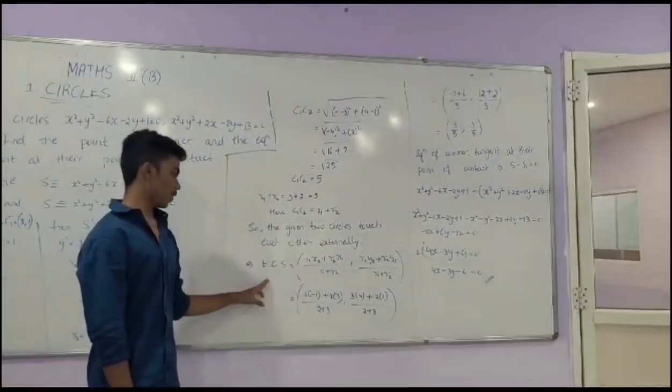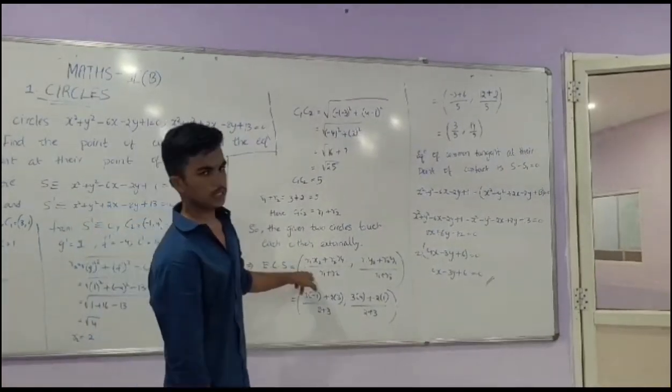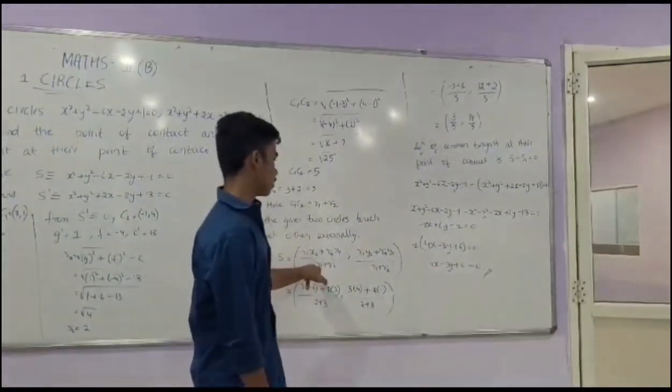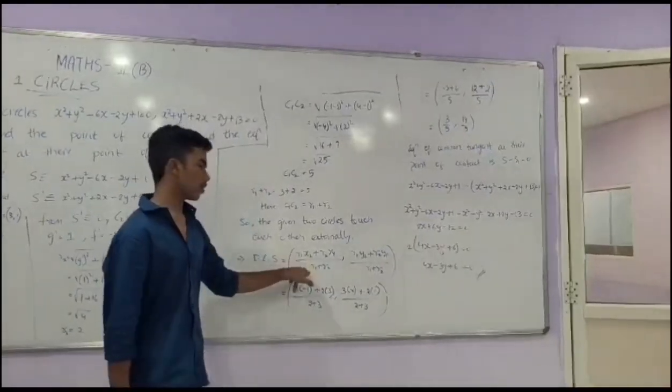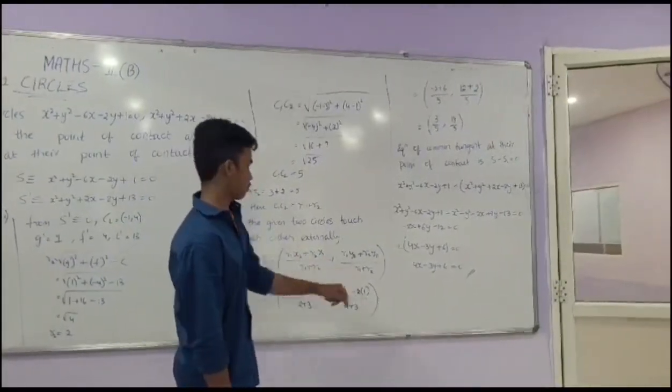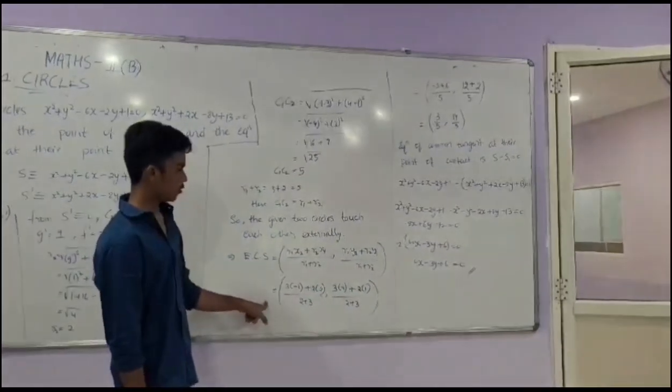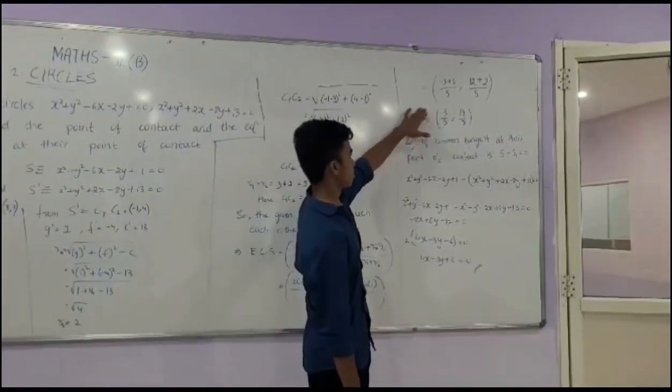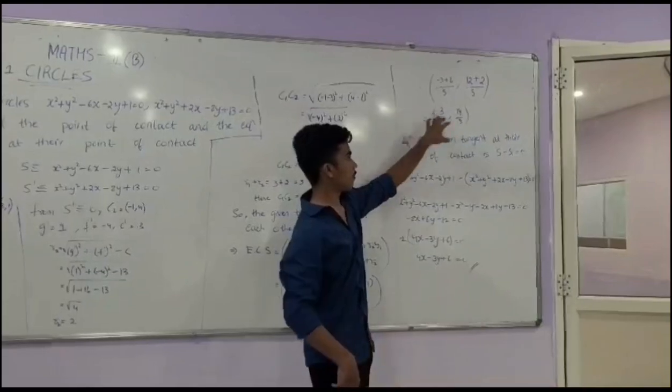We know the formula of external centre of similitude, that is (r1x2 plus r2x1) by (r1 plus r2) and (r1y2 plus r2y1) by (r1 plus r2). So after substituting the values, we get the point of contact as (3/5, 14/5).